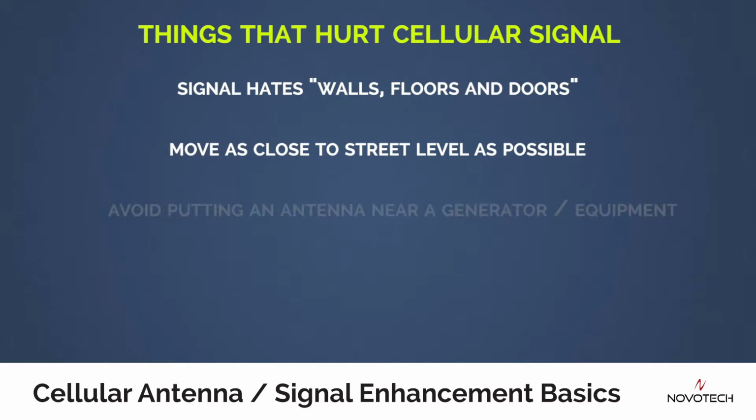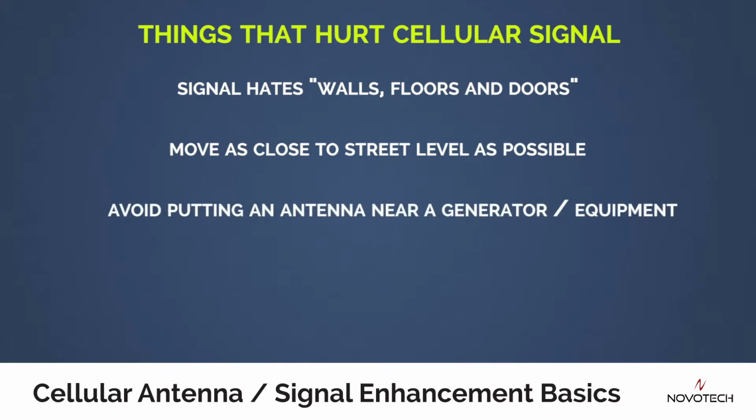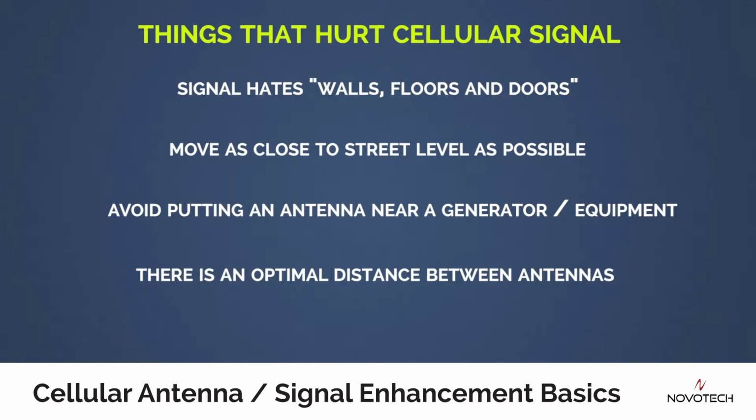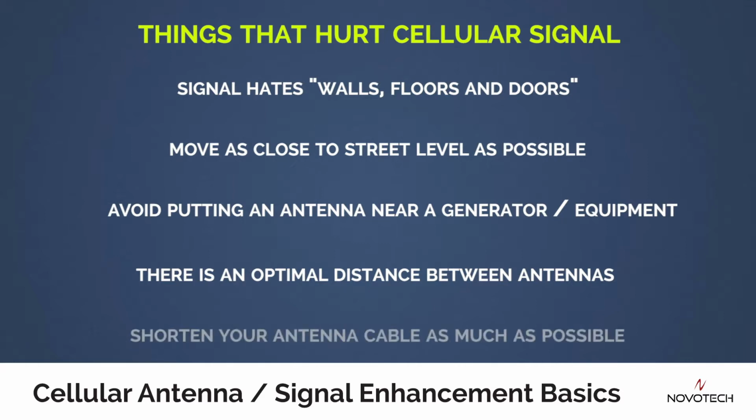Although not nearly as much as with previous cellular technology, it's never a good thing for signal strength to place an antenna near a large generator or a machine that's in operation. Without going into too much nerdy detail for a course on the basics, there's an optimal distance between your antennas that'll maximize performance. If you want more information on this, check with your Novotech sales team. Finally, if possible, use as short of an antenna cable as you possibly can. Although most good antennas use cables that minimize signal loss, shortening the cable, even by a few feet, can definitely help to improve signal strength.